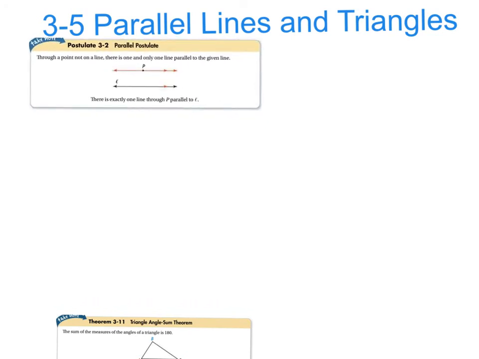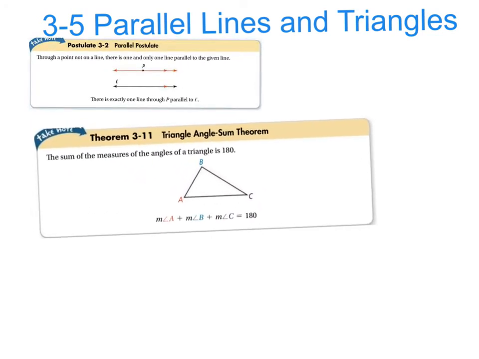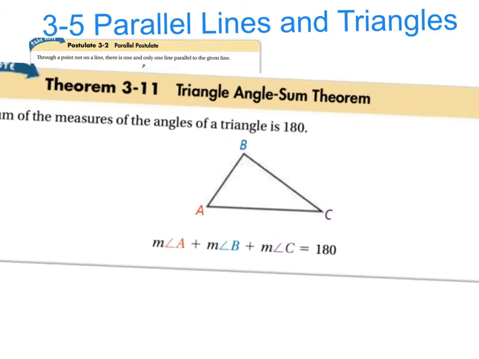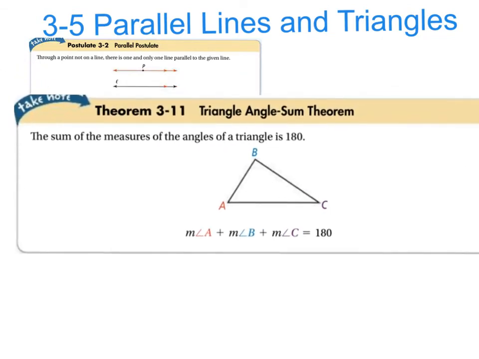So our next theorem is theorem 3-11. This is the triangle angle sum theorem. And the triangle angle sum theorem simply says that the sum of the measures of the interior angles of any triangle, if you add up the measures of these three angles of this triangle, will equal 180 degrees. Or we could say the three angles of a triangle combined are supplementary.